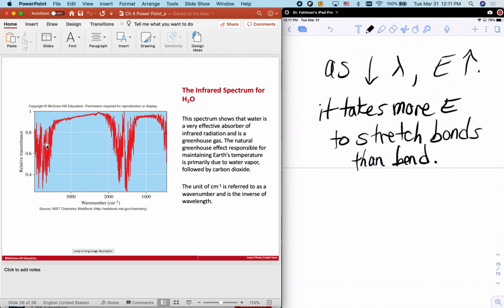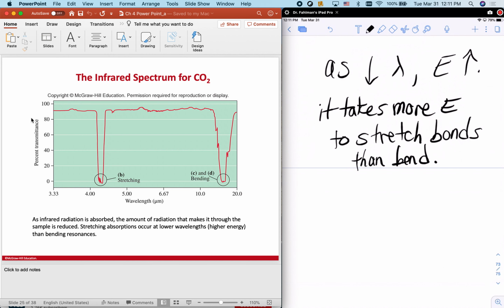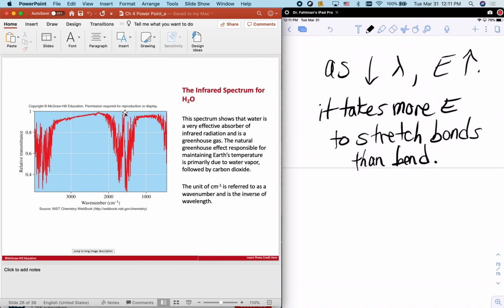Water is also, so if you look at the spectrum then, since this spectrum is showing some peaks when you introduce IR radiation, that means it is a greenhouse gas. It will absorb IR radiation. And water will also do that. It's a little more complicated, but you've got bending here and then stretching here. And so water is also a greenhouse gas, just like CO2.